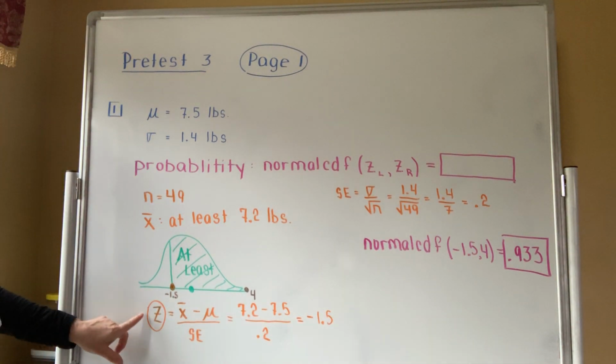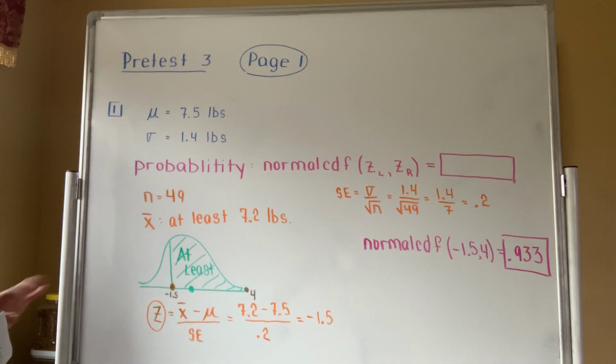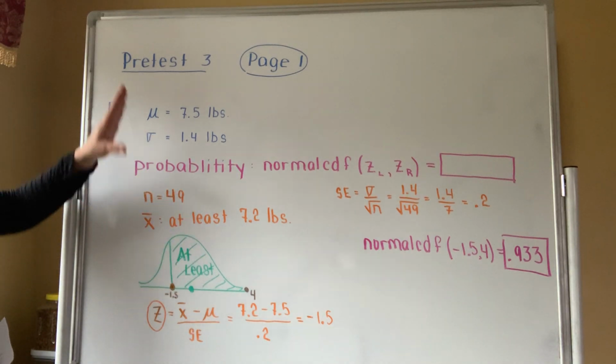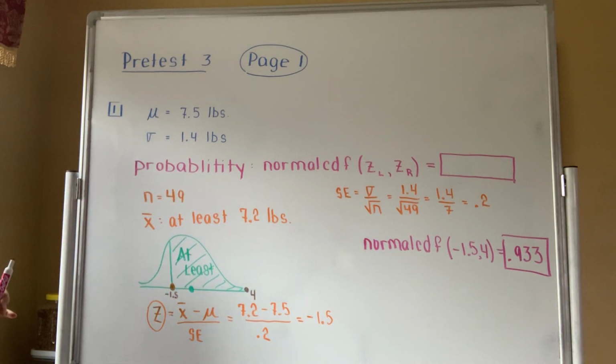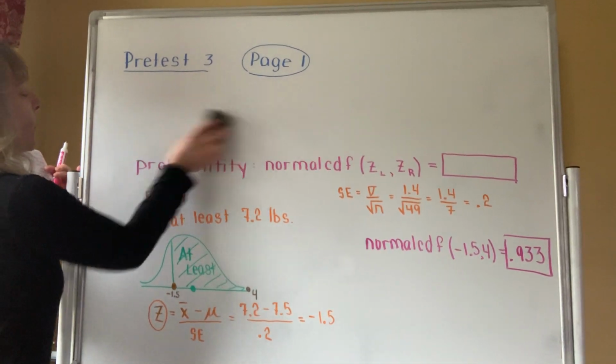So you have to know when to take your z-score and divide it by the sampling error, because you're using sample results, not even necessarily from that. All right, that's question number 1. Question number 2.